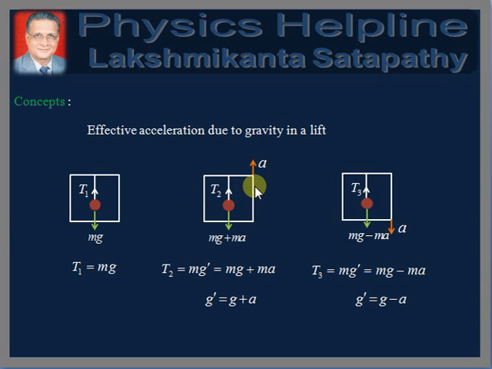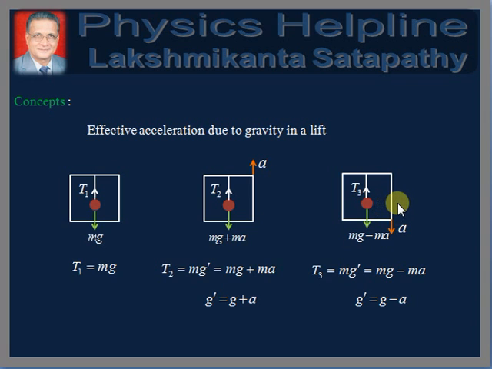In the second figure, when the lift is moving up with acceleration a, then the tension in the string will be T2, which is equal to mg plus ma. Therefore, we write T2 is equal to mg dash, where g dash is the effective acceleration due to gravity. Therefore, T2 will be equal to mg plus ma, which gives us g dash is equal to g plus a.